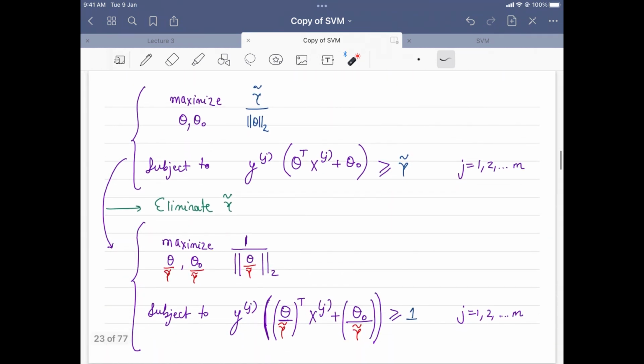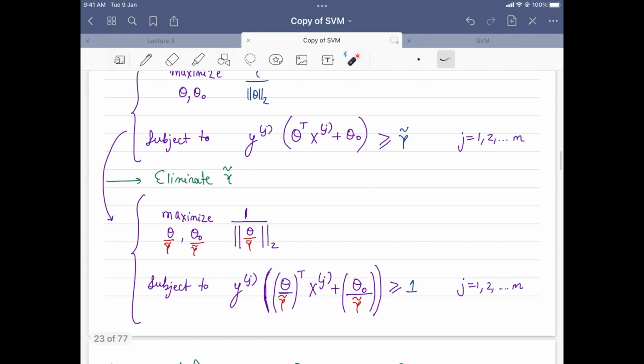In order to eliminate gamma, we do this type of normalization which you can see over here. We are normalizing theta by theta hat. We are dividing gamma tilde onto the left side, so this will become 1, and these are the new variables: theta divided by gamma tilde, and theta 0 divided by gamma tilde. Similarly you will have it over here, and the objective function which earlier optimized theta and theta 0 will now optimize theta by gamma tilde and theta 0 by gamma tilde.